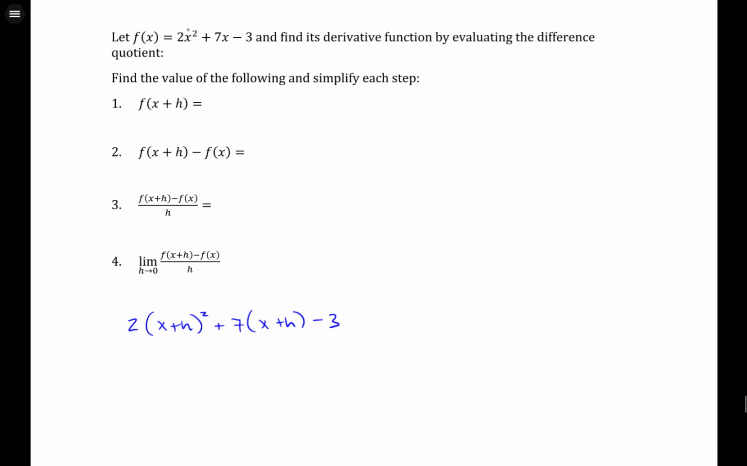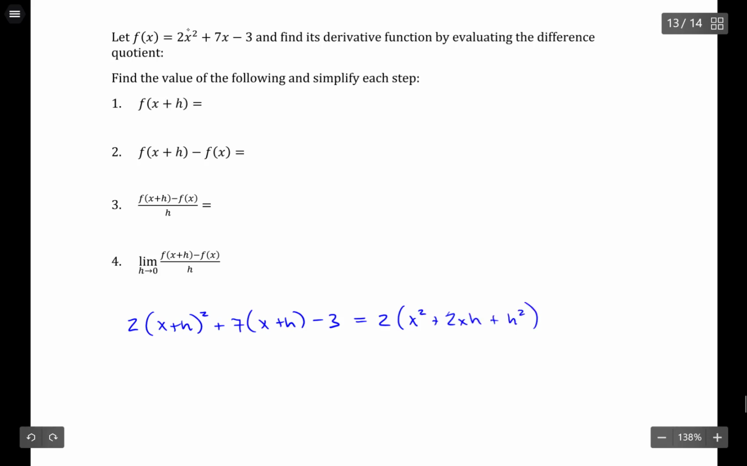And we're asked here to simplify this as much as we can, so let's go ahead and do that. So 2 times x squared plus 2xh, sorry about that, plus h squared, just squaring a binomial, plus 7x plus 7h minus 3, which gives me 2x squared plus 2xh plus h squared plus 7x plus 7h minus 3. So a whole bunch of terms, and that's what's going to go for the first blank. So this here goes in that blank.